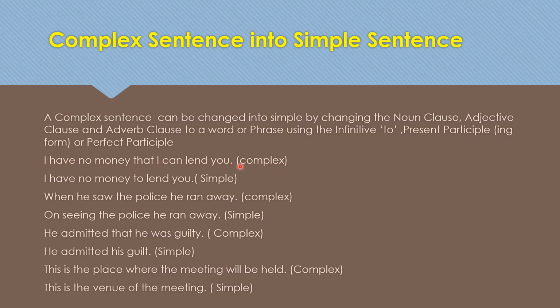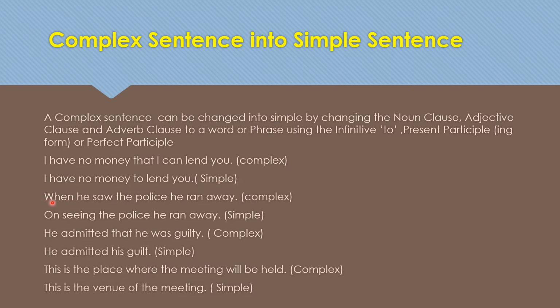The first sentence, I have no money that I can lend you. This is a complex sentence. I have no money, main clause; that I can lend you is the subordinate clause. So it's a complex sentence. We have to make it into simple. I have no money to lend you. So I have used the infinitive. That I can lend you has changed to lend you.